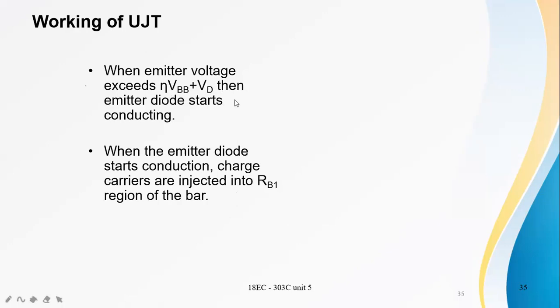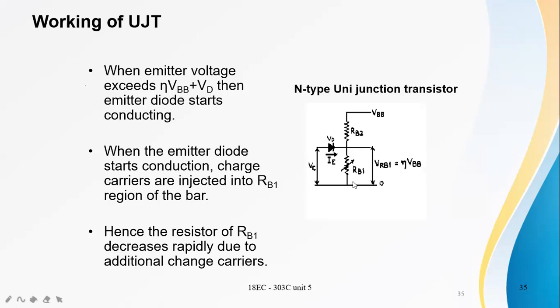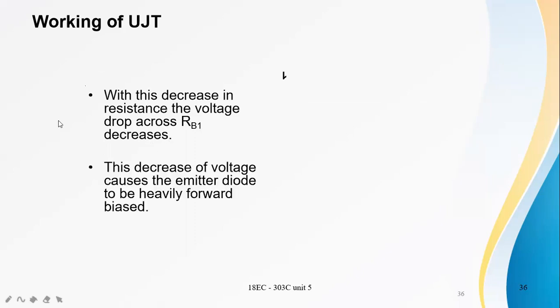When the emitter voltage exceeds eta VBB plus VD, the emitter diode starts conducting. Charge carriers are injected into the RB1 region of the bar. Hence, the resistance of RB1 decreases rapidly due to the additional charge carriers. With this decrease in resistance, the voltage drop across RB1 also decreases. That means V1 also decreases.